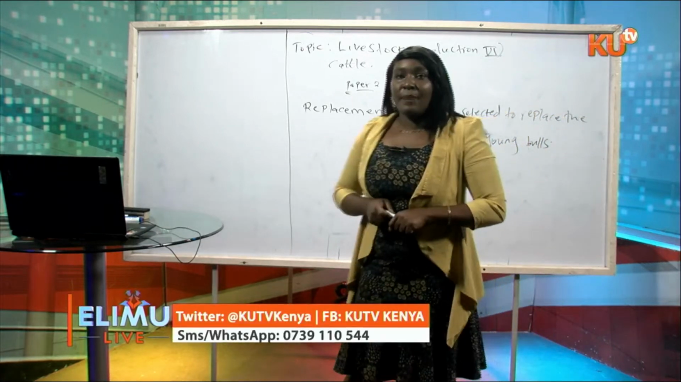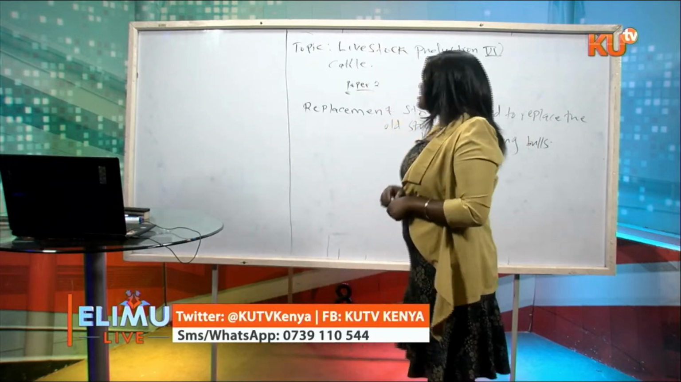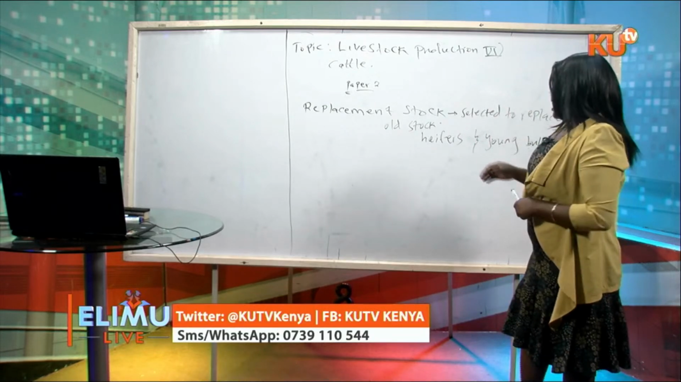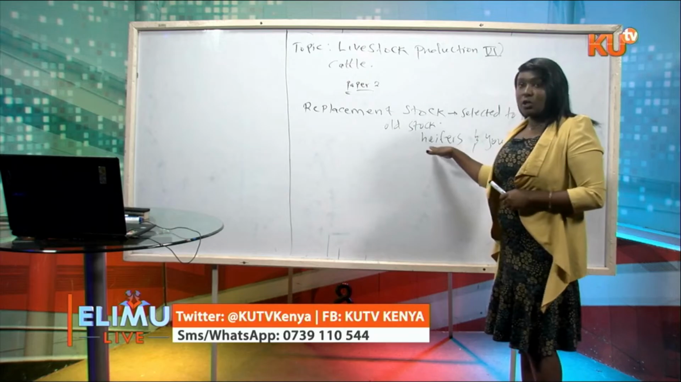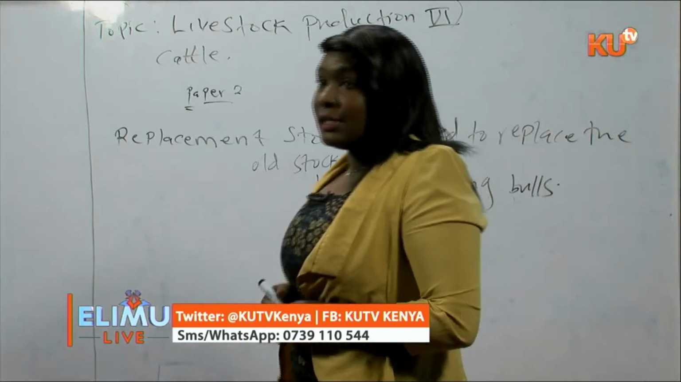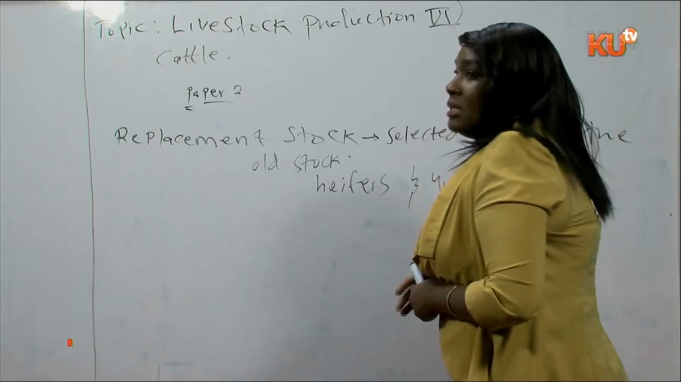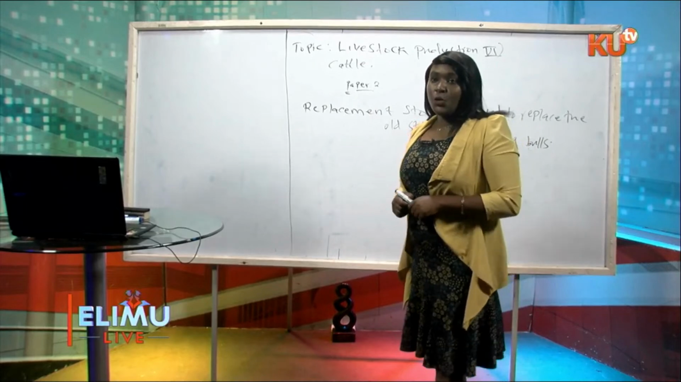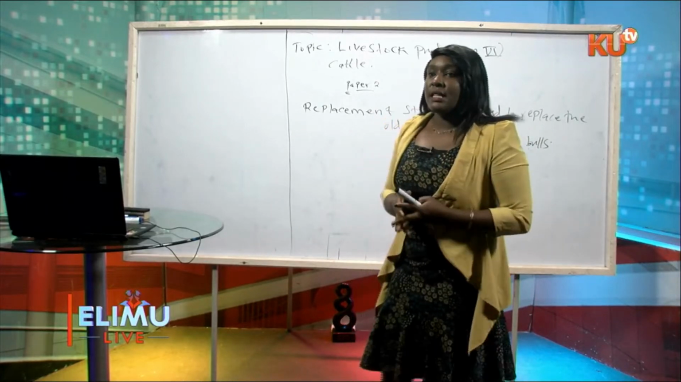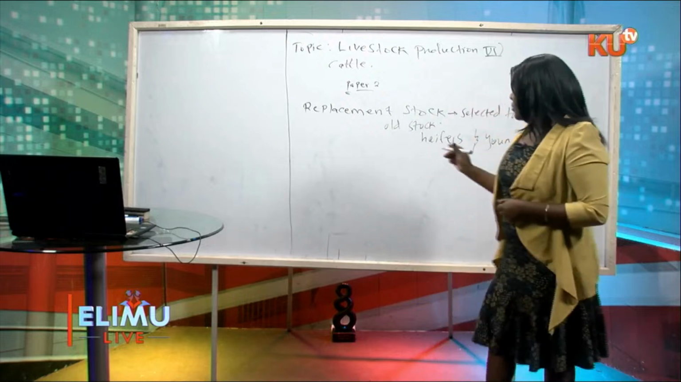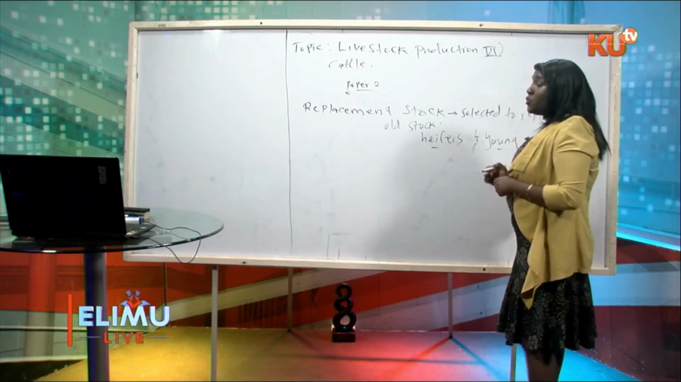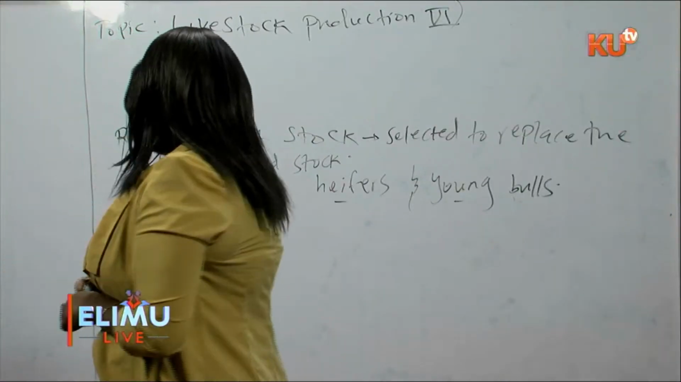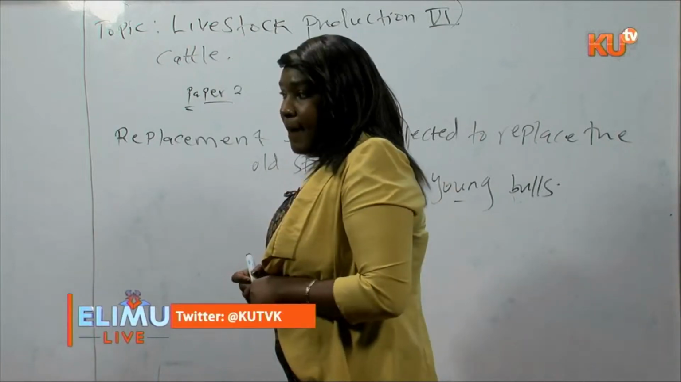If I refer you back to Form 3, we looked at the characteristics of good replacement stock, and of course they should be young. That is where we are talking of the heifers, which are the young female cattle, and the young bulls, which are the males meant to replace the old ones that are wearing out. When animals become old, they become less productive, and therefore we need to replace them with younger animals, which we select carefully in order to enhance production in your farm.